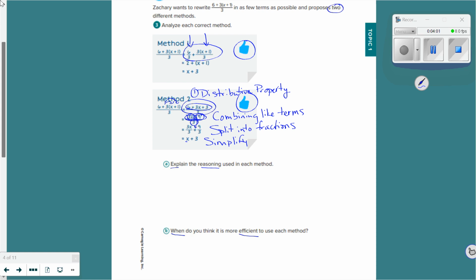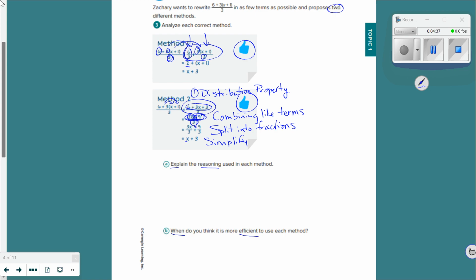Last step, simplifying. Okay? On this one, he did it quite a bit differently. He said, oh, wait, 6 and 3 divide easily together, right? Yeah. And 3 and 3 divide easily together, don't they? Yeah. So instead of doing all the other steps, he just said, well, I can split this into two pieces, and then take out that common factor and divide both those things by 3. The 6 divided by 3 gave him 2. 3 divided by 3 is 1.